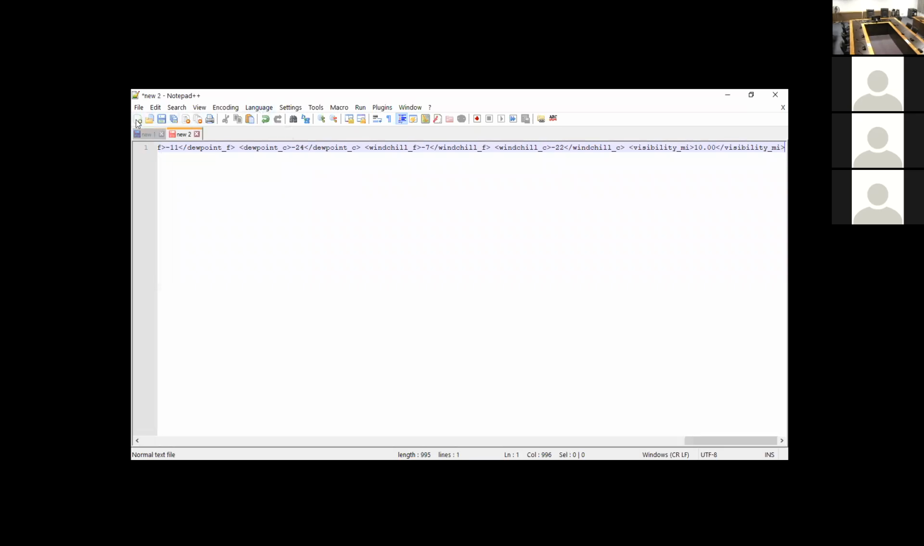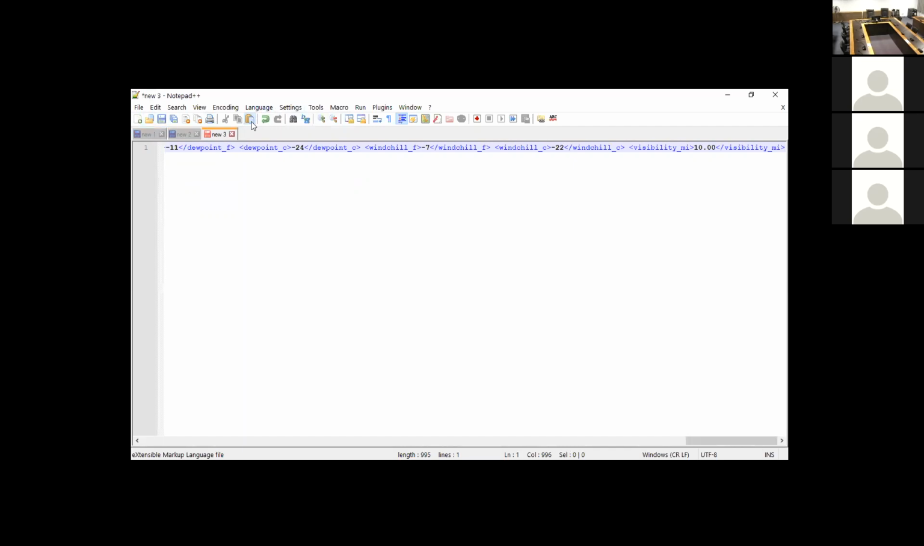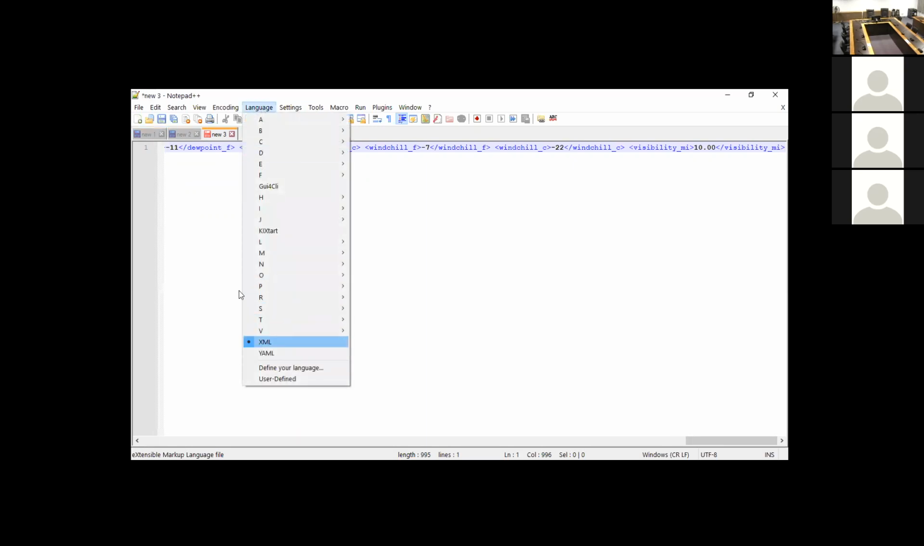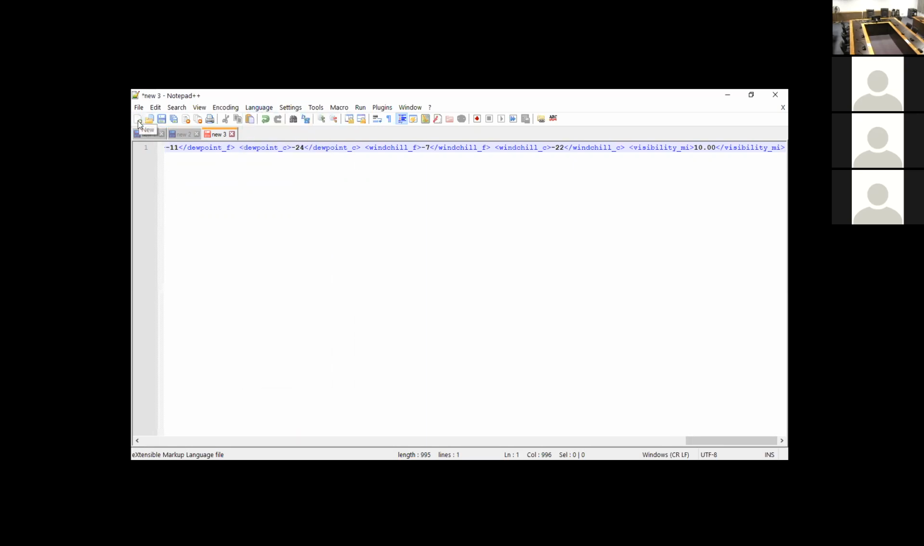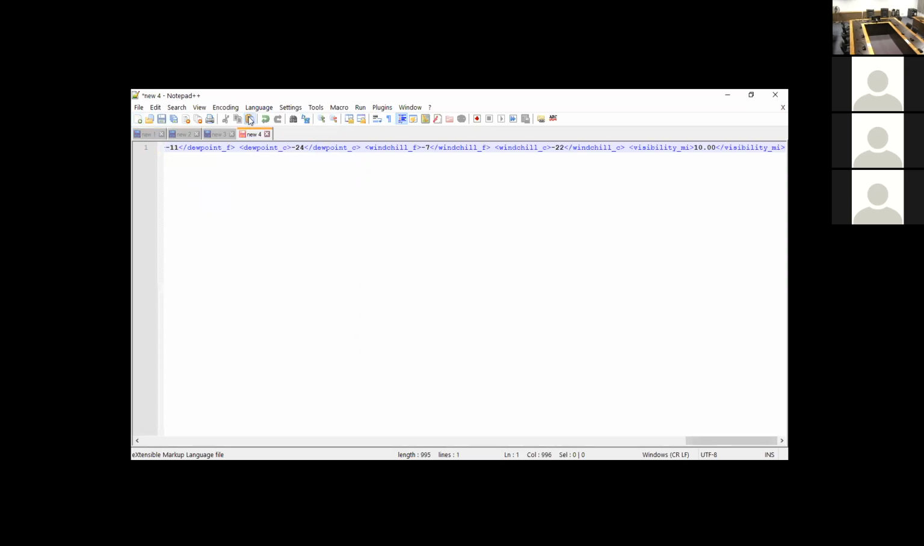Okay, try again. First, set the language to XML and then paste it. Now, it's already XML, not happening. Try it once more. Language set to XML and paste. And now it is not happening anyway.